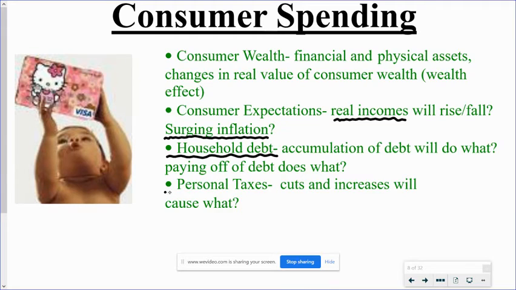And then, as we move from one administration to another, we're going to talk about this idea of personal taxes. We know what happens if there's tax cuts. In theory, you have more disposable income. We know what happens if there's tax increases. In theory, you have less disposable income. But it's not just you directly affected.